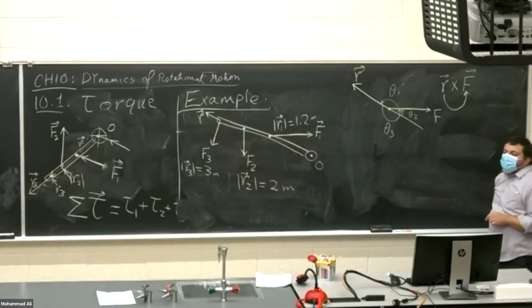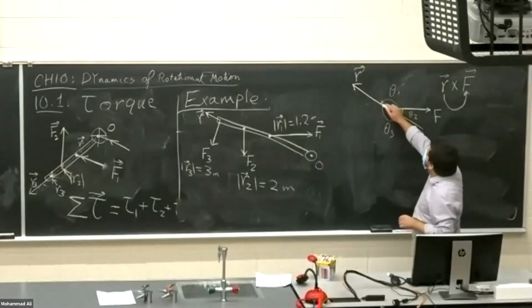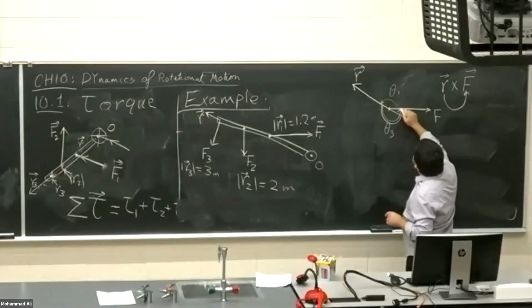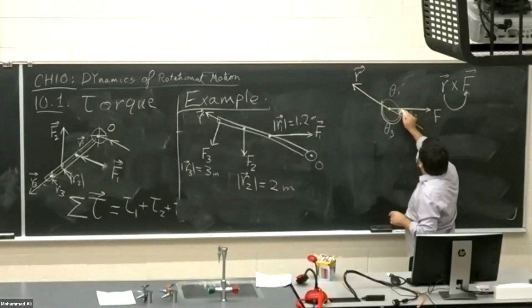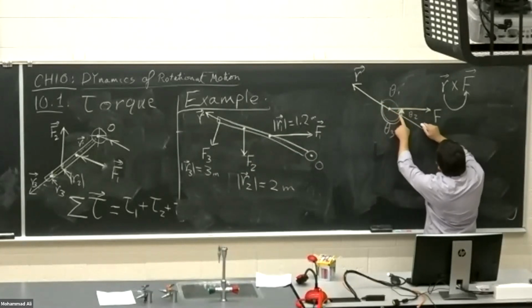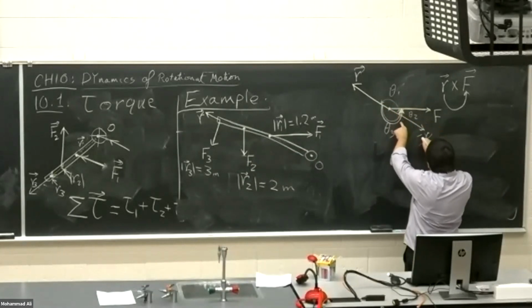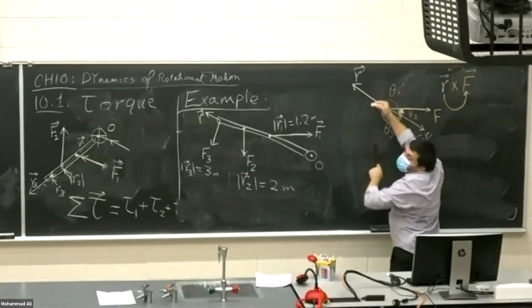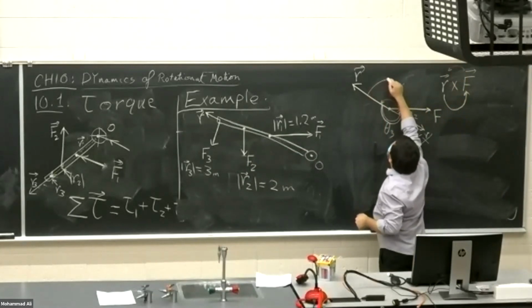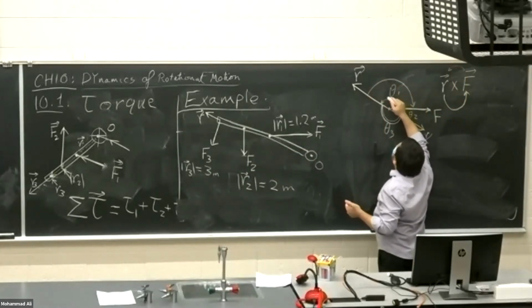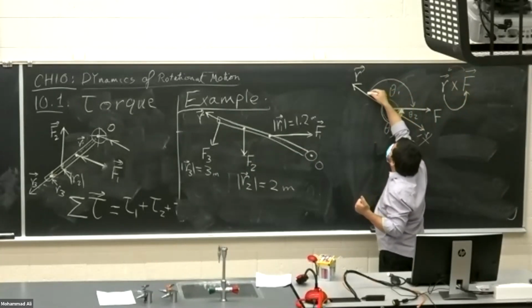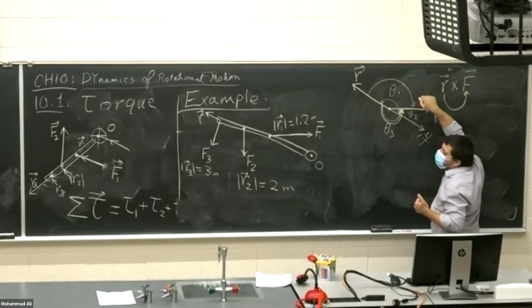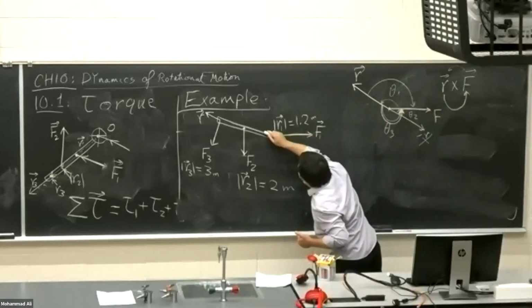Now, which angle will we use? We will start from R and reach F. So which angle is ours? Theta 3. Theta 2, this is minus R. We don't need it. Theta 1 starts from F to R. We don't need it. If you tell me I will use this direction, no. Our angle will be measured counterclockwise.